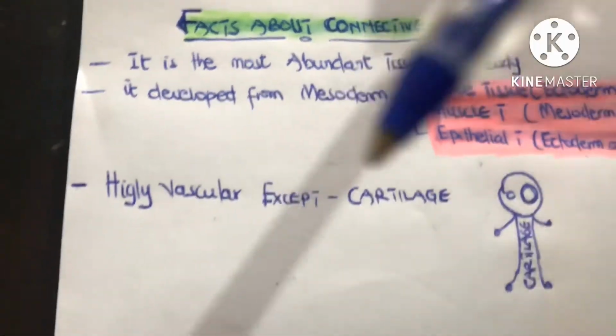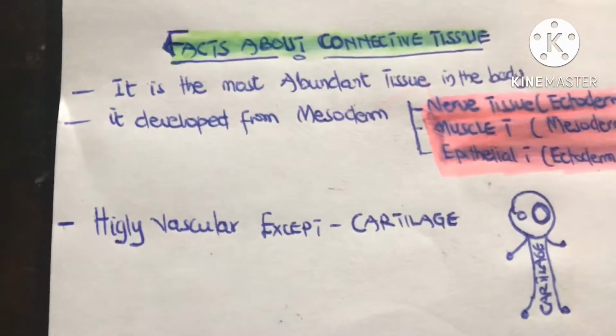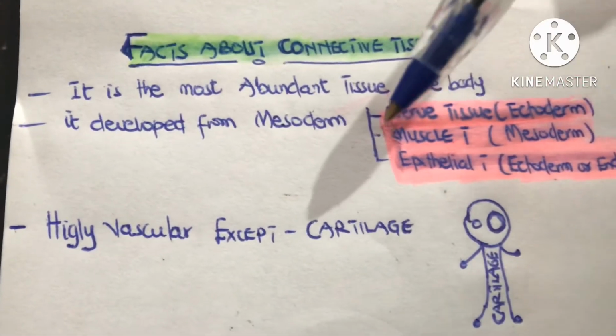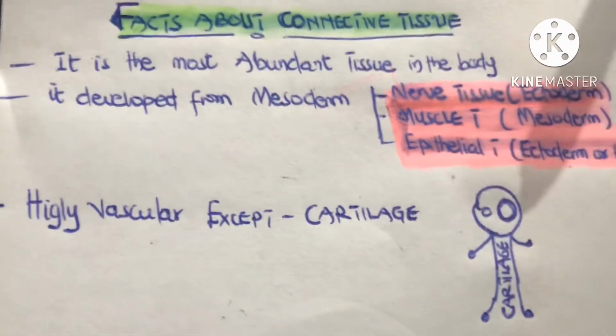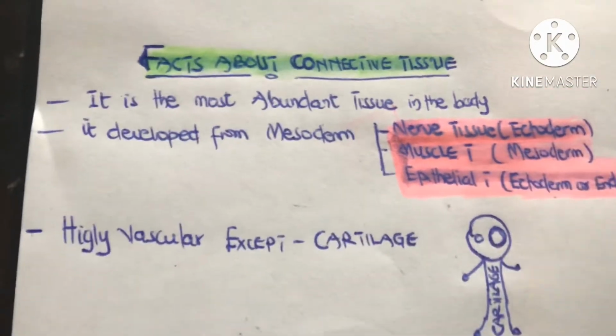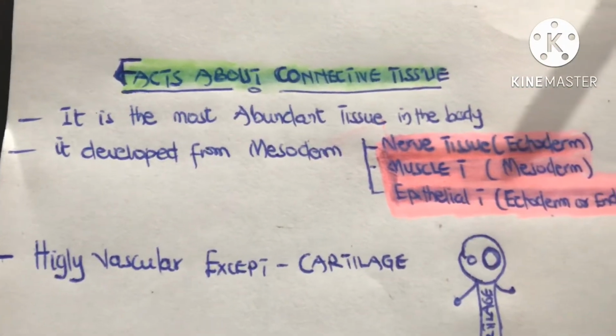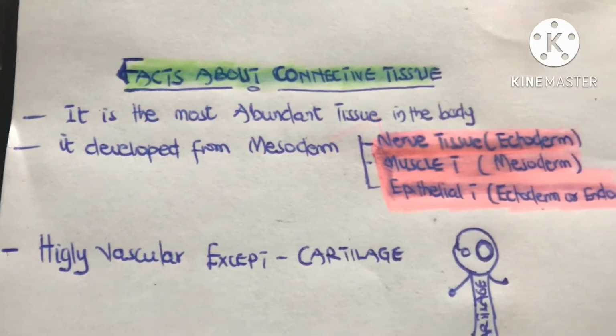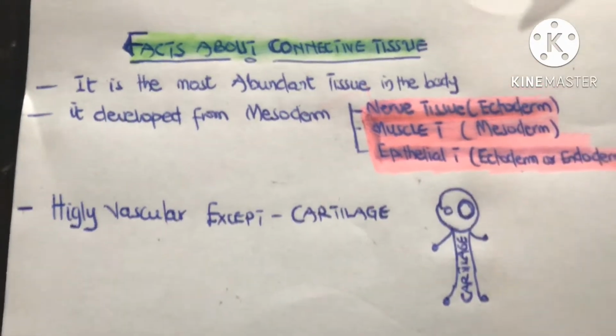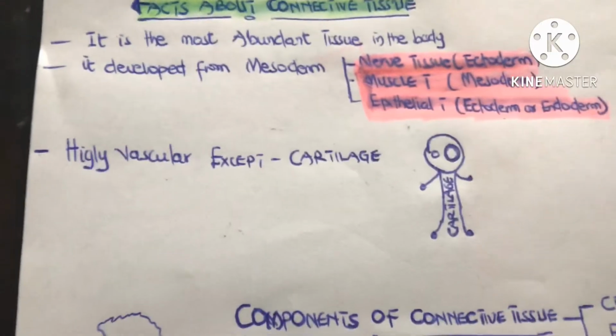You understand? Another thing about connective tissue is that it is highly vascular. It has an abundant supply of blood vessels, except the cartilage, which is avascular and doesn't have blood vessels. And also the tendons have sparse blood vessels. You understand? So these are some facts about connective tissue.